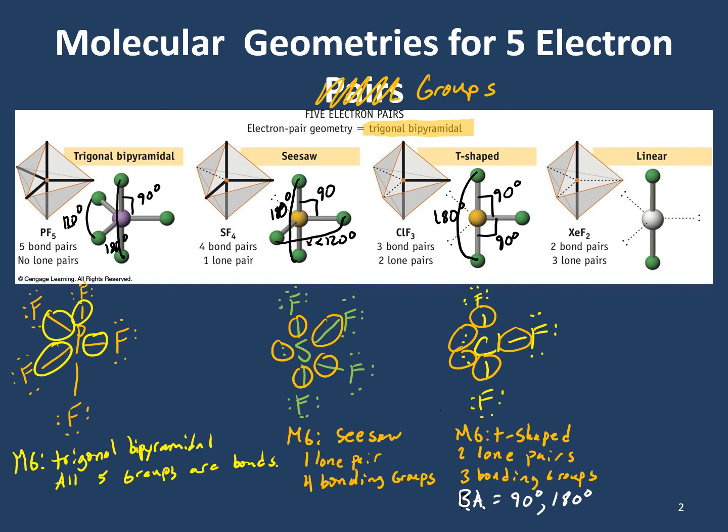All right, so our last molecular geometry in trigonal bipyramidal is linear, and this occurs when we have XeF2 as an example, but it occurs many other times as well. So let's draw that Lewis structure. Okay, so here we have that Lewis structure, and as you can see, we still have 5 groups around the central atom. 1, 2, 3, 4, 5. And in this scenario, our molecular geometry is linear. This occurs when we have 3 lone pairs and 2 bonding groups.